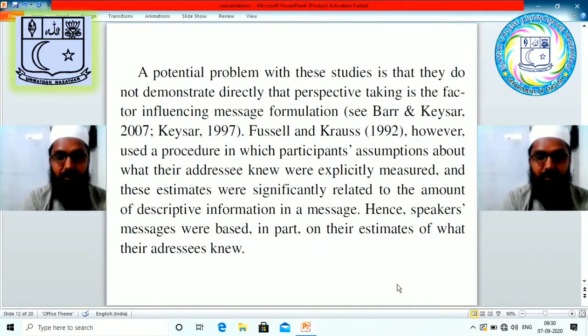That is, Fussell and Krauss in 1992, however, used a procedure in which participants' assumptions about what their addressee knew were explicitly measured, and these estimates were significantly related to the amount of descriptive information in a message. Hence, speakers' messages were based, in part, on their estimates of what their addressees knew.